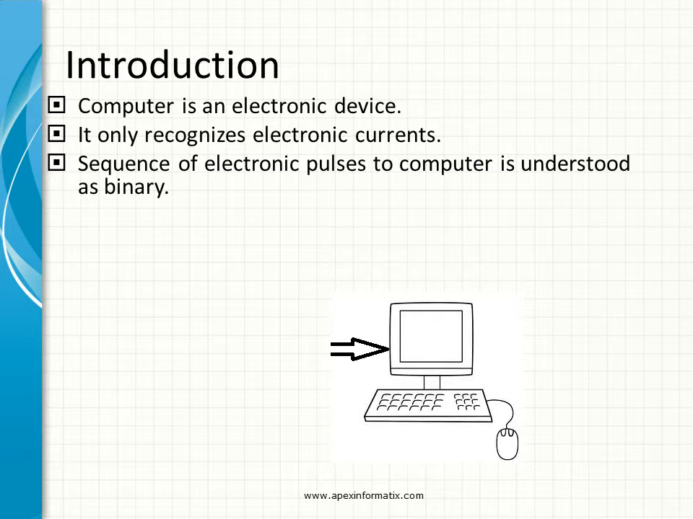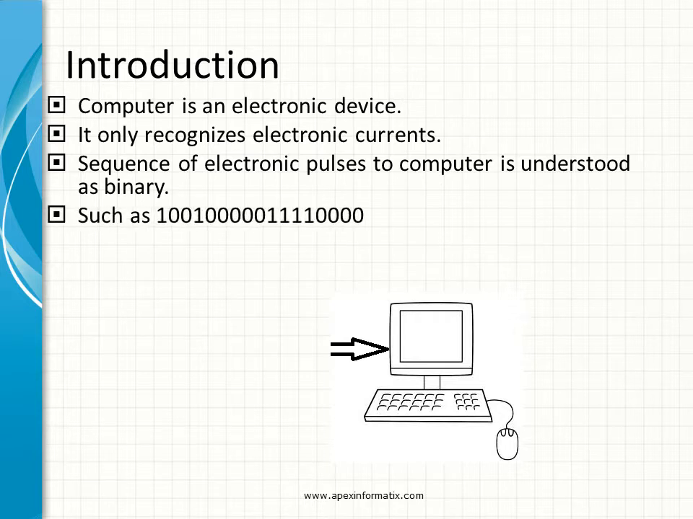Now, how will you communicate your instructions to the computer? That is through a unique sequence of electronic pulses. When you give a specific sequence of electronic pulses to the computer, it interprets it and does some work. In computer language, we call this sequence as binary. Let's have a look at the binary.